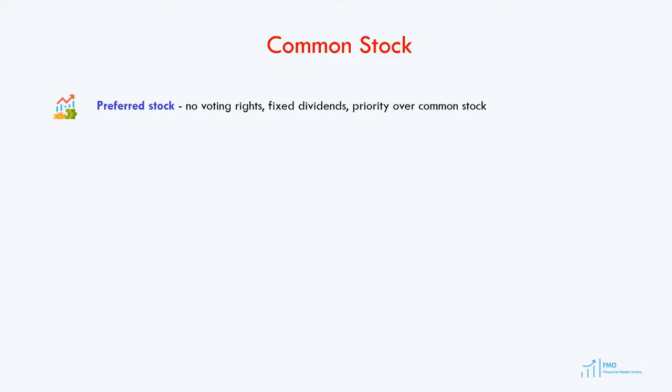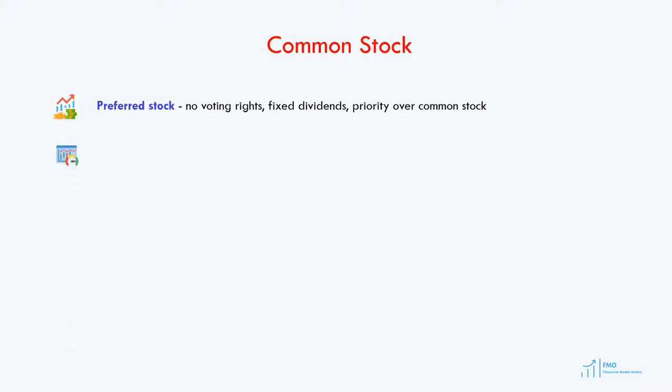The preferred stock is a stock that has no voting rights, it usually pays fixed dividends, and the holders of the preferred stock have a priority over the holders of common stock when it comes to the dividend payments and claims to the assets in case of bankruptcy. So if a company decides to pay dividends, then it has to pay dividends to the holders of the preferred stock first, before paying dividends to the holders of the common stock.